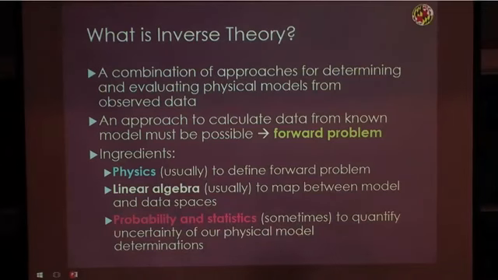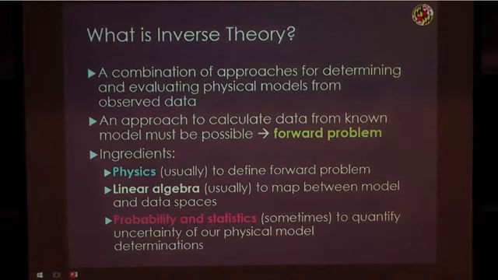And sometimes, although probably we should do this always, we should use probability and statistics to try to quantify uncertainty of our physical model determinations. In other words, it's not so meaningful to just know that I have a particular model. It's much more meaningful to think about how certain the various model parameters or model quantities are. And in fact, we cannot do hypothesis testing if we don't place uncertainty estimates on our models. That's just the way it is.